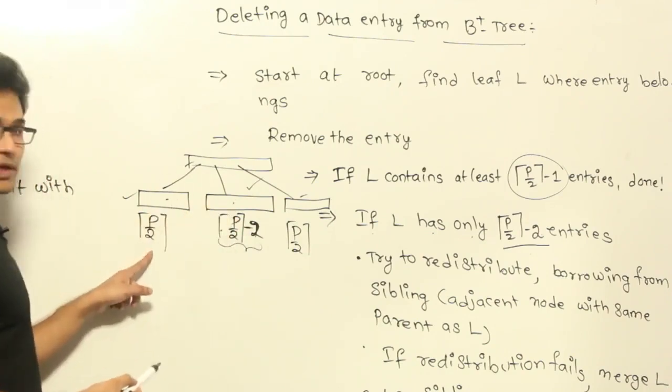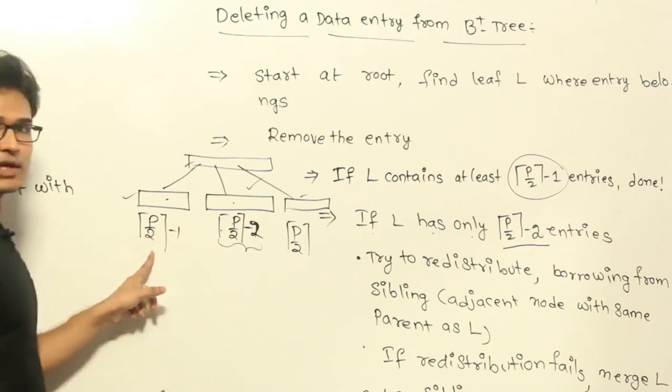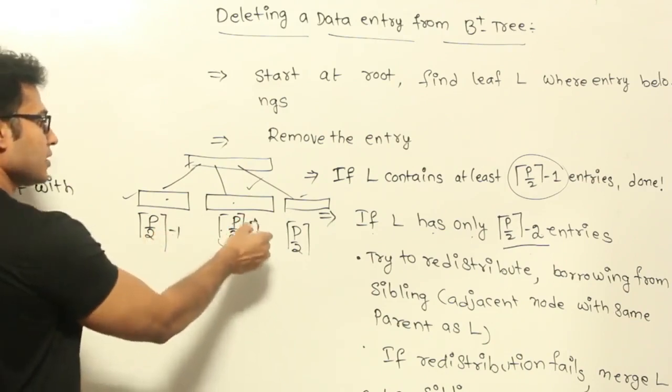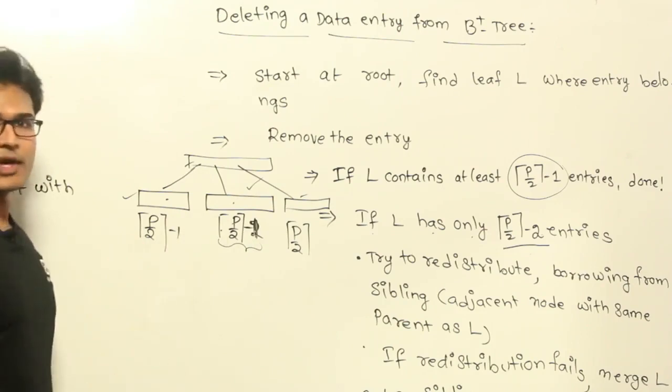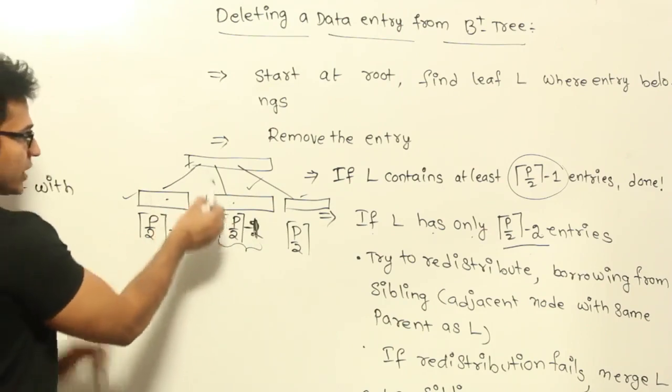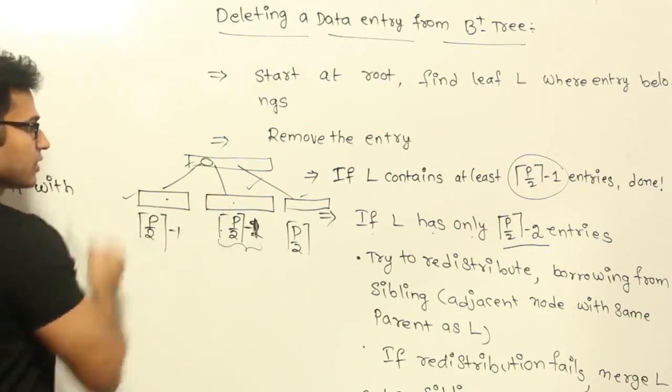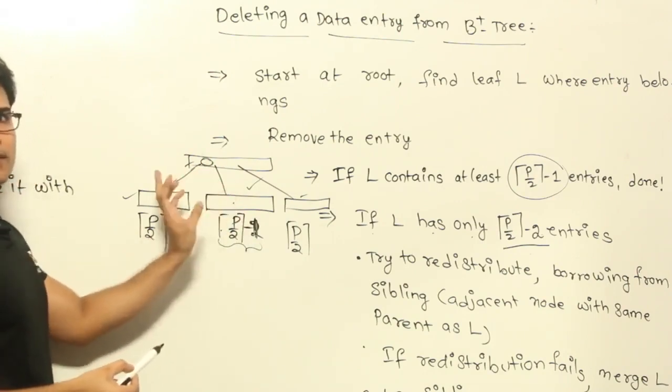Now what will this one become? P/2 minus 1, right? And what will this one become? P/2 minus 1. Therefore neither of them will have underflow. But while moving it, you should be careful that you have to change the entry here. I'll show you with an example what has to be done there, okay?